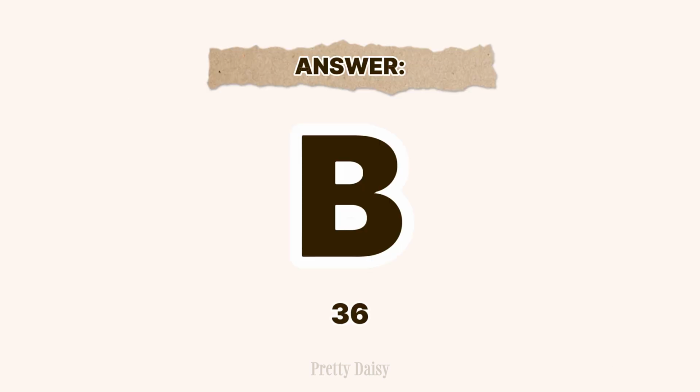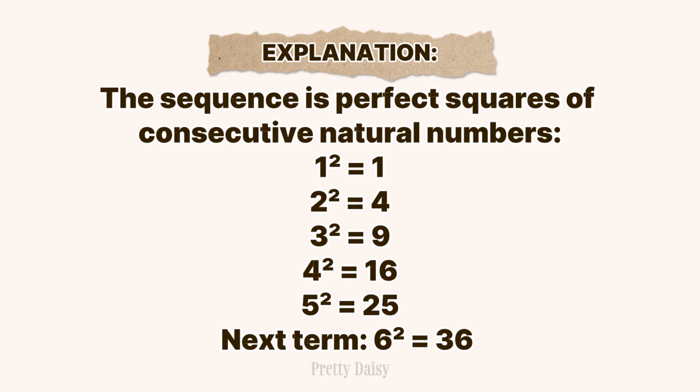Answer. B. 36. The sequence is perfect squares of consecutive natural numbers. 1 squared equals 1, 2 squared equals 4, 3 squared equals 9, 4 squared equals 16, 5 squared equals 25. Next term, 6 squared equals 36.